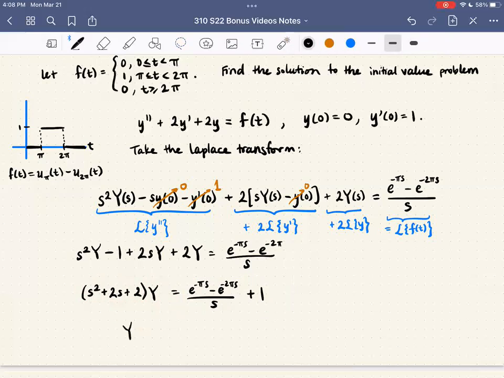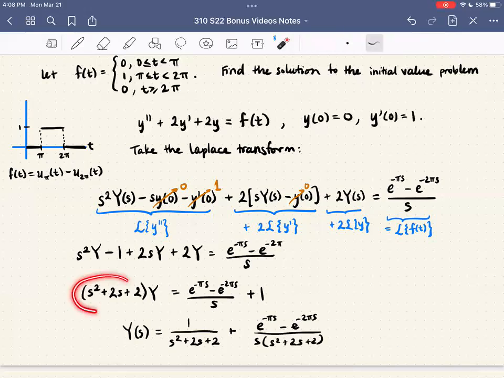So really I end up with Y of s is 1 over s squared plus 2s plus 2, plus e to the minus pi s minus e to the negative 2 pi s all over s times s squared plus 2s plus 2. And that's coming from just dividing by this factor.